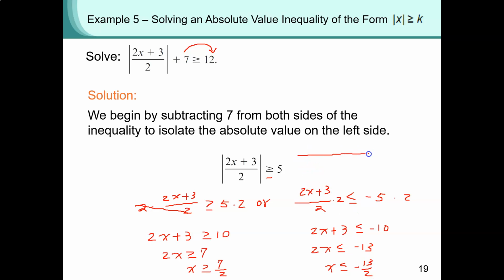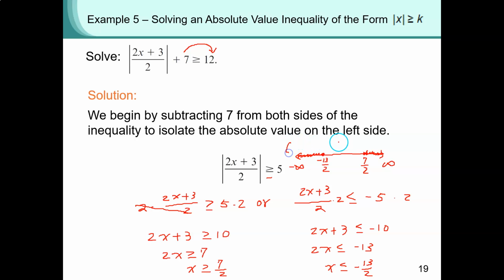So if I draw the number line, label these 2 points, 7 over 2 is about 3.5. And this one has an equal sign, so it's closed. So 7 over 2, or less equal than -13 over 2, which is -6.5. So if I sketch the line based on the inequality sign direction, that means greater than 7 over 2 or less than -13 over 2. This is negative infinity. Here is positive infinity.